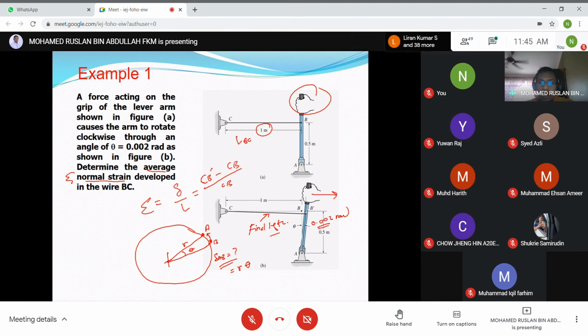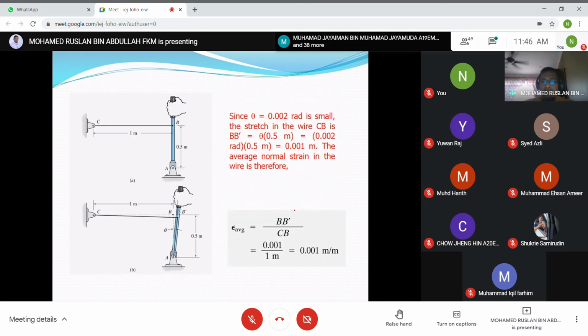Based on this, you can determine the delta, the distance from A to point B. Since theta is small, the stretch of CB, which is BB dash, equals r theta. Here r equals 0.5 meter and theta equals 0.02 radians, so r theta equals 0.01 meter. So the average normal strain equals 0.01 divided by 1 meter.